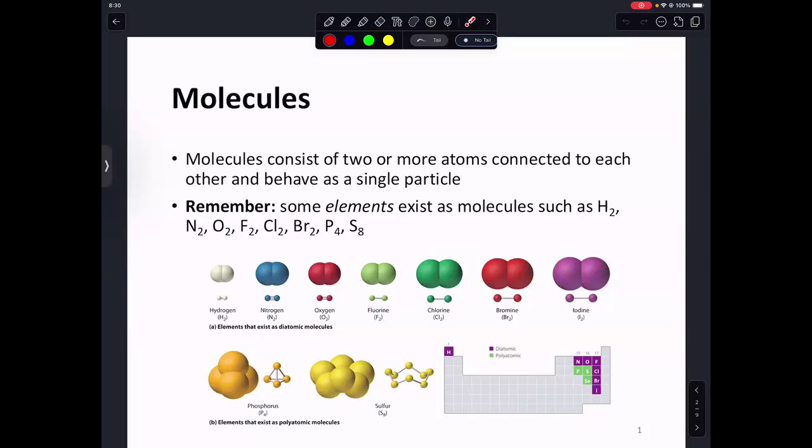Now, remember that some elements exist as molecules, such as hydrogen, nitrogen, oxygen, fluorine, chlorine, bromine, phosphorus, and sulfur. And I have put pictures of everything down here for you so you can remember them.